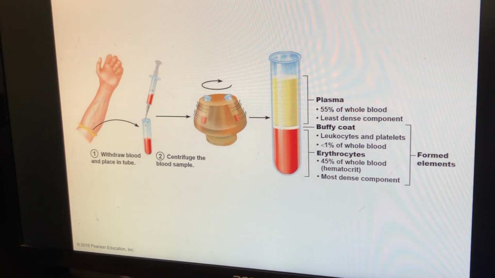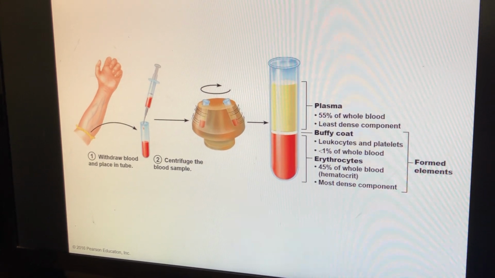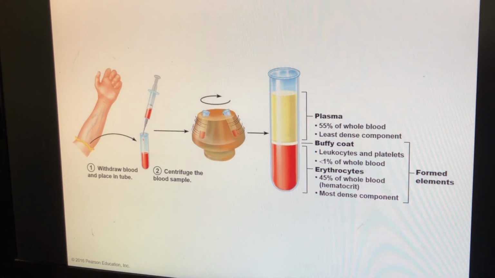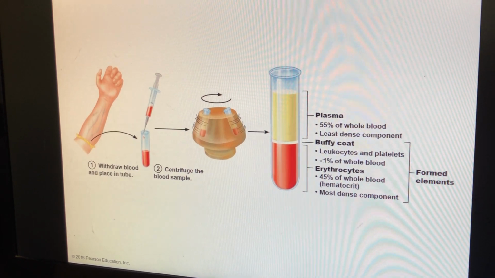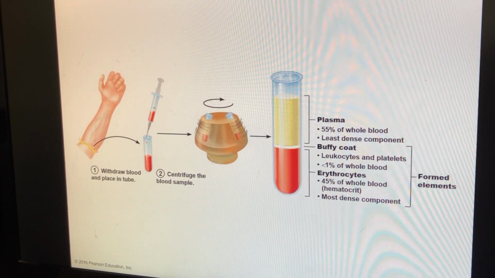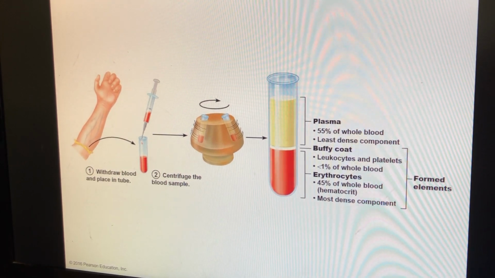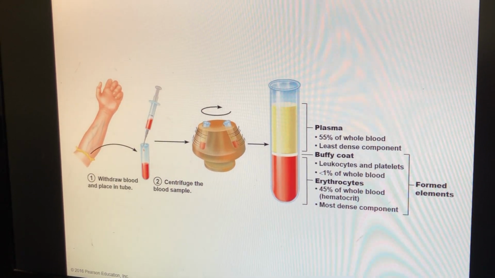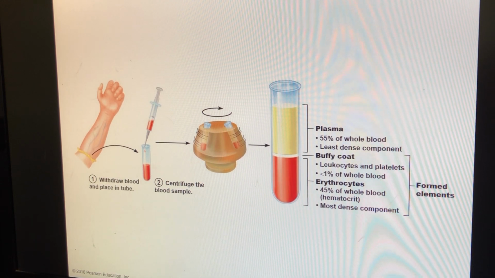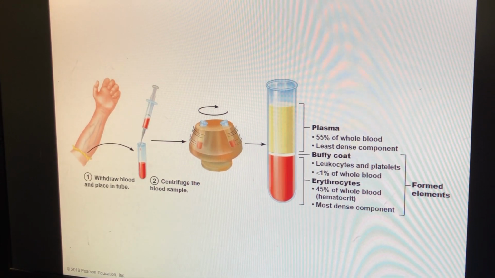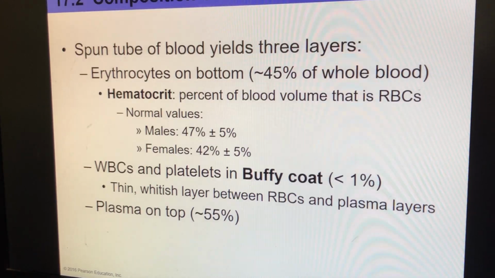And then sandwiched in between the plasma and the red blood cells is something called a buffy coat. The buffy coat consists of two components: white blood cells and the platelets. If you look at the picture in front of you, if your hematocrit, which is the percentage of red blood cells, is 45, that's probably the best way to remember what is normal.